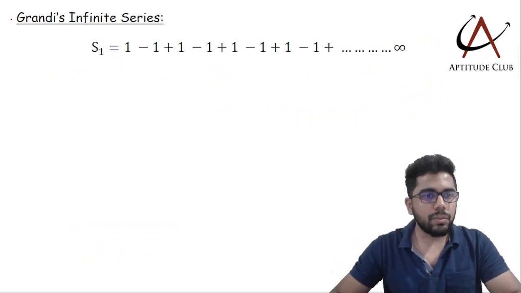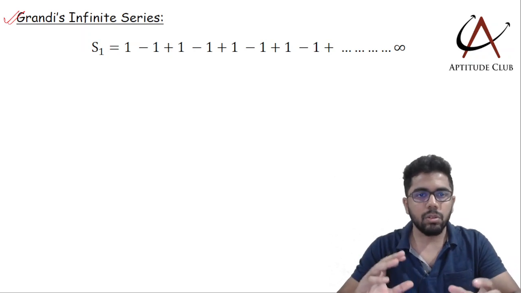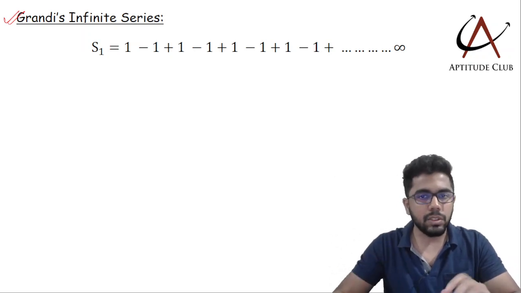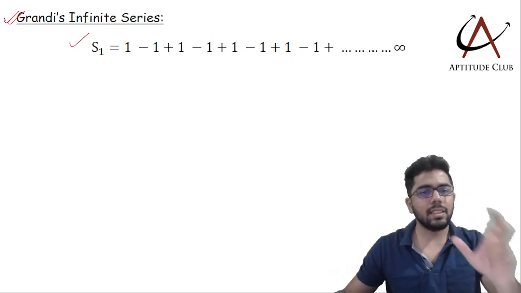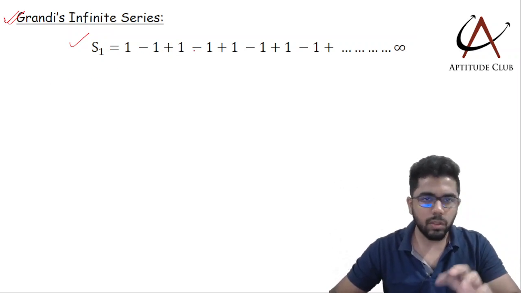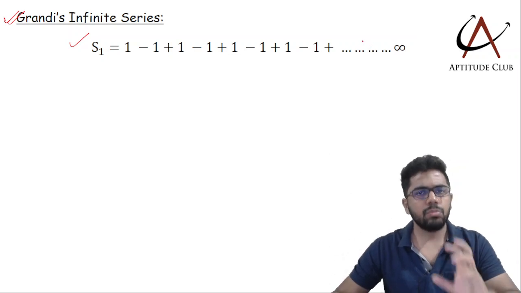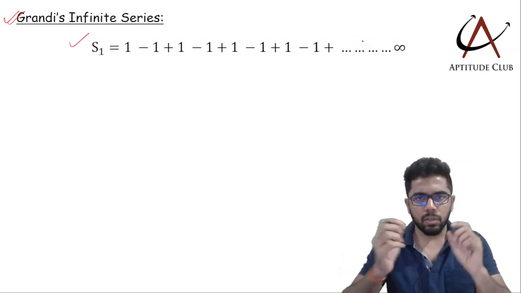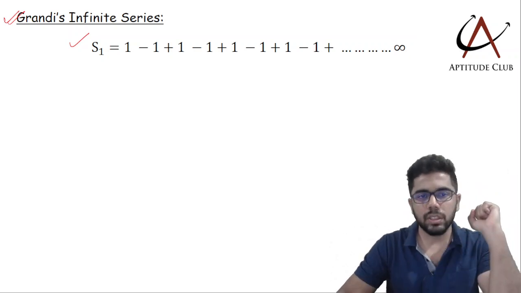So to begin with, first we'll start with Grandi's Infinite Series. Now, Grandi was an Italian mathematician, and he came up with the sum of this infinite series. So let us say I'll take a series S1, and S1 is like this: 1 minus 1 plus 1 minus 1 plus 1 minus 1 till infinity. Now, just for a moment, pause the video here and think what can be the sum of this series.